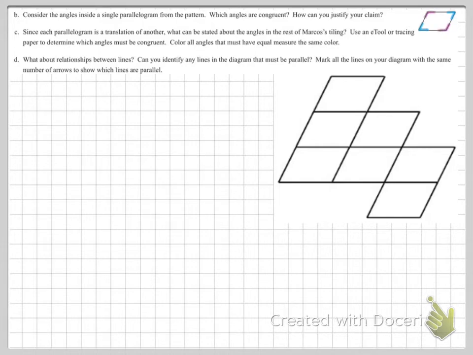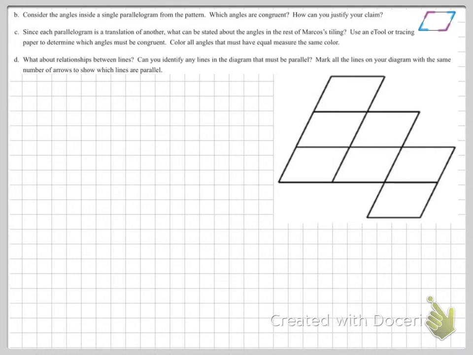And then moving on to part C, since each parallelogram is basically a translation of the other, all you're doing is sliding them around, what can be stated about the angles in the rest of Marcos's tiling? Use an e-tool. So you do have the e-tool availability on this question within the book, and tracing paper to figure out which angles are going to be congruent to each other.